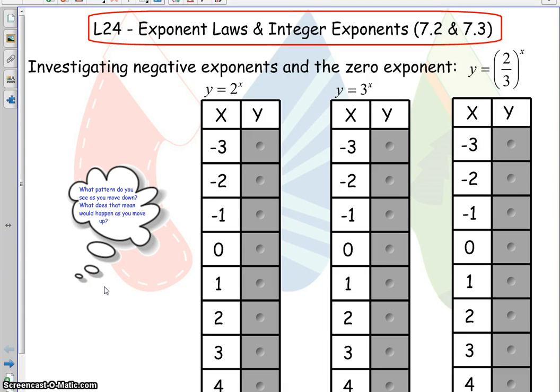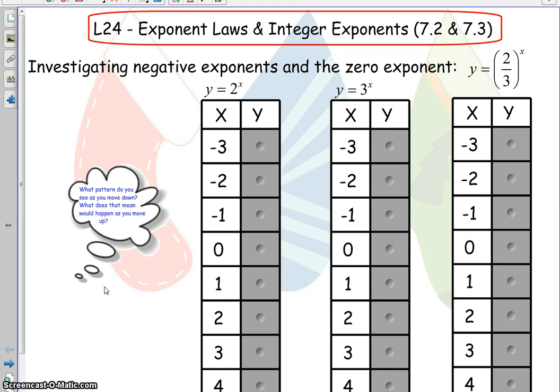Alright, so we're going to start our next unit on exponents and exponential functions. Before we get too far into it, I just want you guys to do a little bit of investigation here. Back in grade 9 you did a lot of work with some exponent laws, which we're going to review in a little bit. But you never really dealt too much with negative exponents or zero exponents.